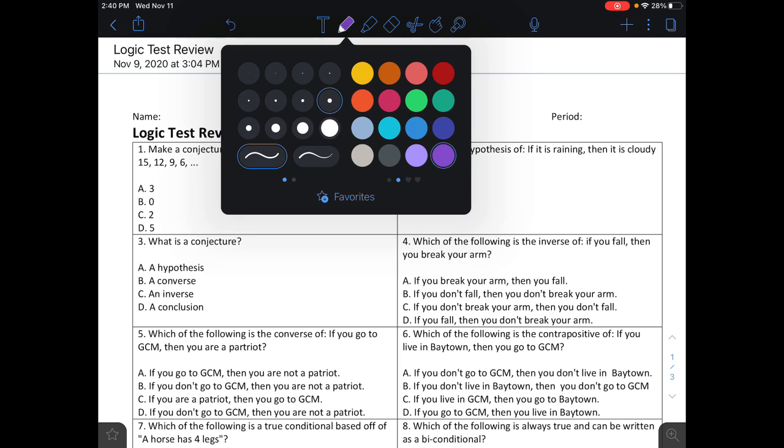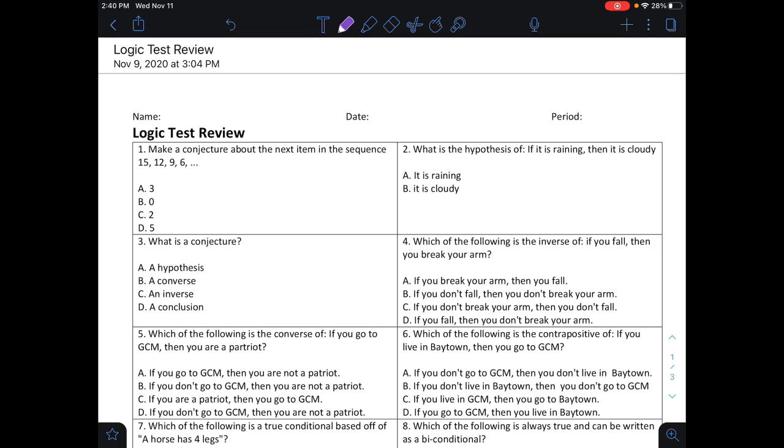So from 15 to 12, that's minus 3. 12 to 9, that's minus 3. 9 to 6, that's minus 3. So 6 to the next one should also be minus 3. And 6 minus 3 is 3.